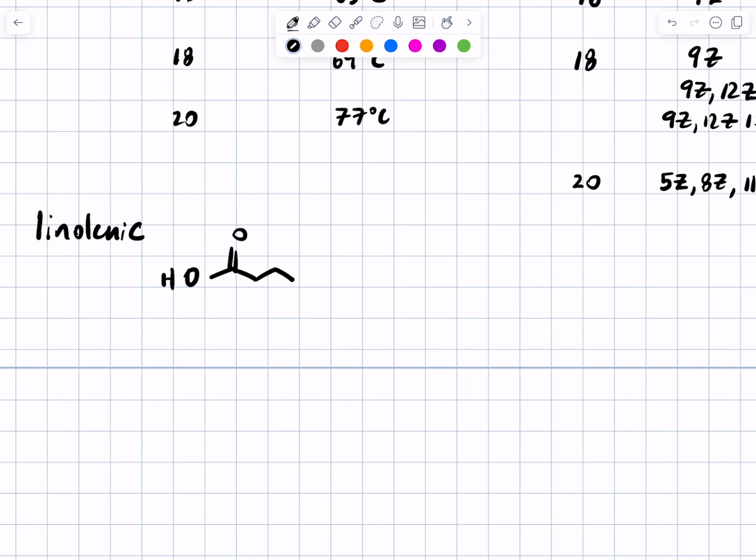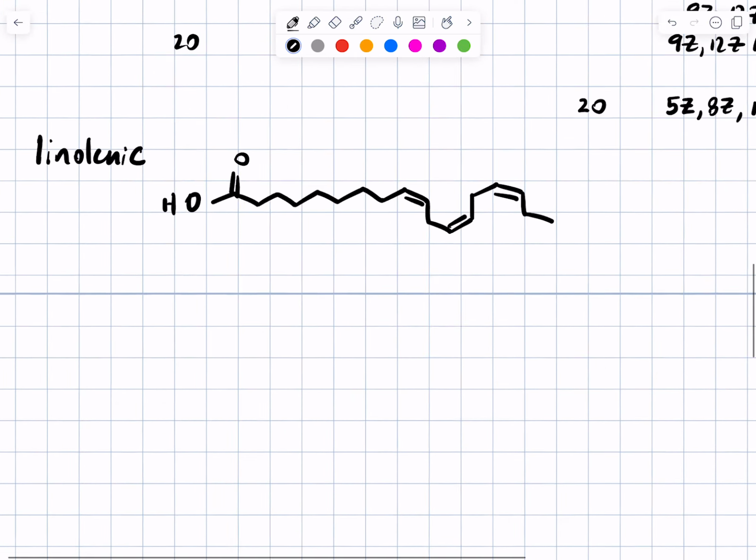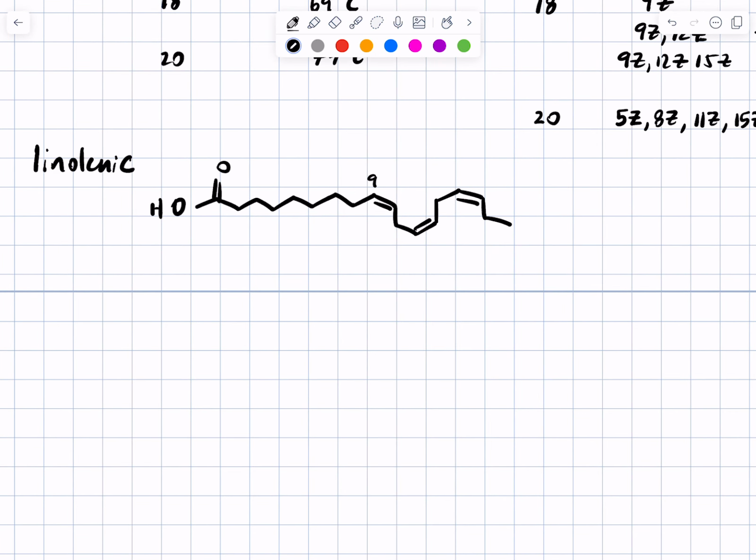1, 2, 3, 4, 5, 6, 7, 8, 9, cis double bond there, 10, 11, 12, cis double bond there, 13, 14, 15, cis double bond there, 16, 17, 18. So this is linolenic acid. There's the 9Z, 12Z, 15Z double bonds.